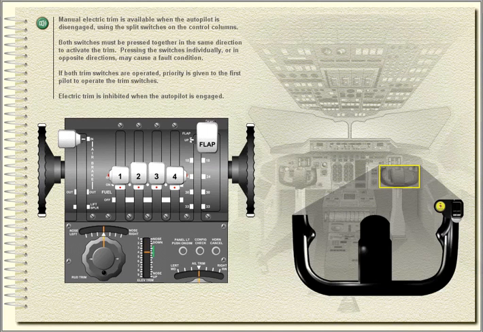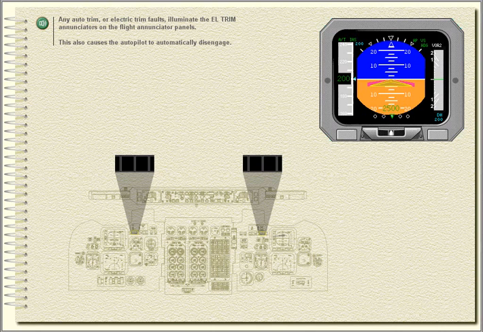Manual electric trim is available when the autopilot is disengaged, using the split switches on the control columns. Both switches must be pressed together in the same direction to activate the trim. Pressing the switches individually or in opposite directions may cause a fault condition. If both trim switches are operated, priority is given to the first pilot to operate the trim switches. Electric trim is inhibited when the autopilot is engaged.